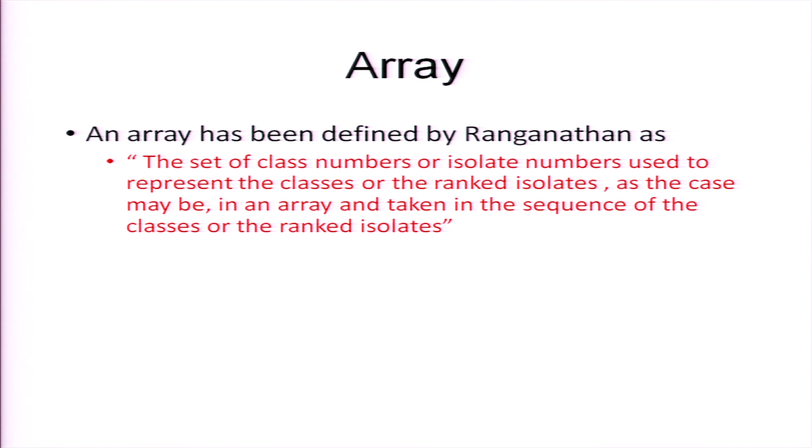And when we talk of the capacity of a notational system, we talk in terms of an array. An array means that we should be able to express different members originating from the same universe in different ways, so that they are shown as members of that array. I read out the definition of an array: it is the set of class numbers or isolate numbers used to represent the classes or ranked isolates, as the case may be, in an array taken in the sequence of the classes or the ranked isolates.